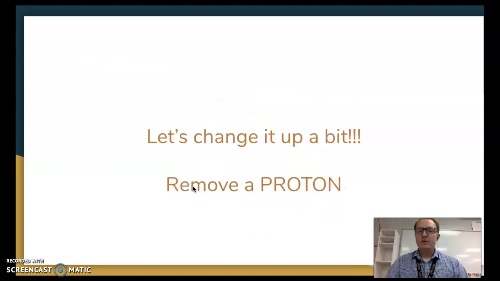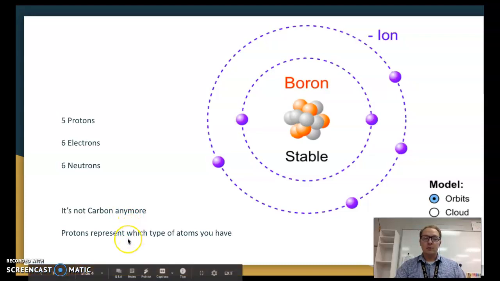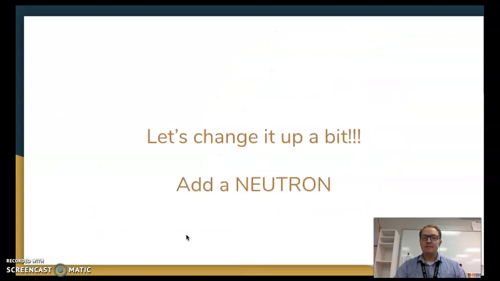But let's go ahead and move things around a bit. Let's change things up. What if we removed a proton? What if we mess with the number of protons? Here's what happens. If we just take one proton away, so it only has 5, and we leave the other electrons where they're at, it's not even carbon anymore. It's boron, okay? So a big idea here is that the number of protons really determines which type of atom you have on the periodic table. Protons represent that. So if you change protons, you change the element that you have.